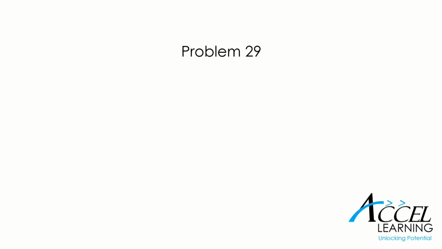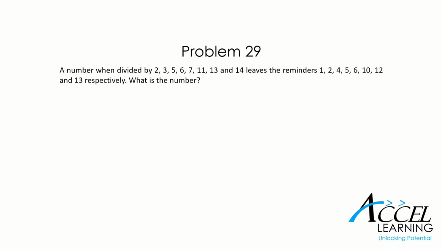Here's the problem. A number when divided by 2, 3, 5, 6, 7, 11, 13, and 14 leaves the remainders 1, 2, 4, 5, 6, 10, 12, and 13 respectively. What is the number? A. 30,148. B. 30,029. C. 31,019. D. 30,025. E. 30,229.